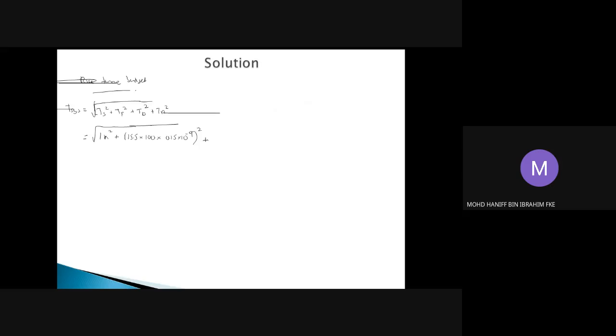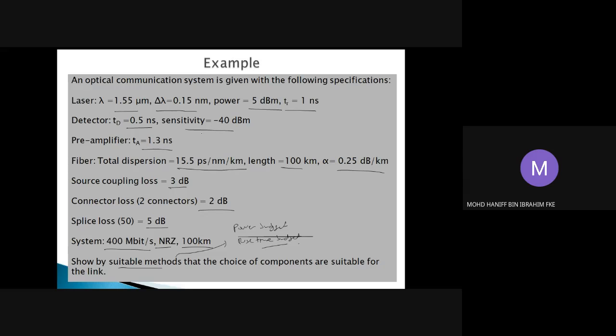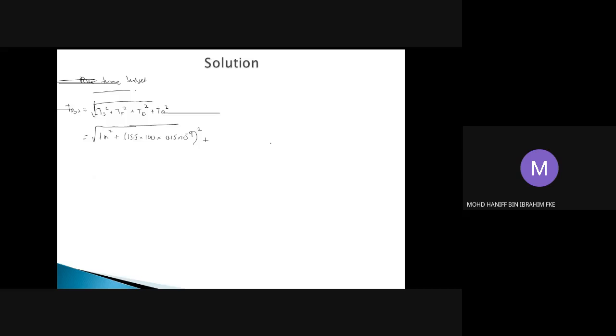Plus the rise time of the detector, which is 0.5 nanoseconds, and for the amplifier it is 1.3, so we're going to use that. So we're going to have 0.5 nano squared plus 1.3 nano squared. That should be the total rise time calculated based on the components. When we calculate further, the value will be 1.73 nanoseconds. So that should be the total rise time of your components.